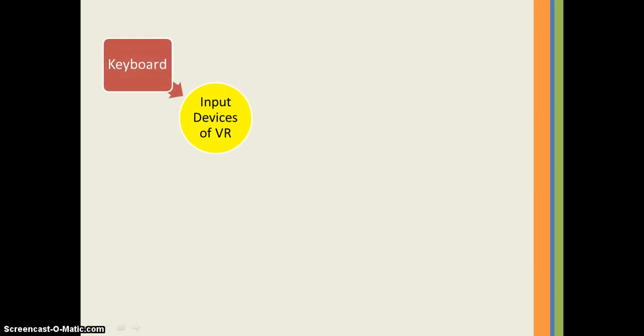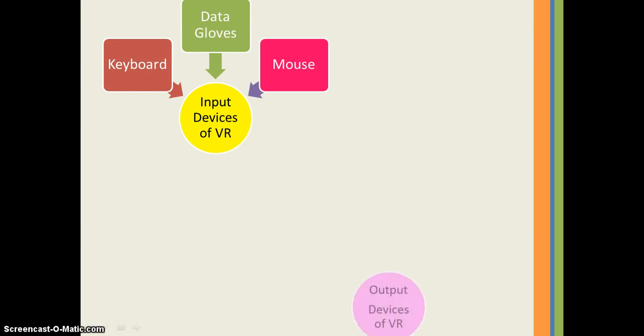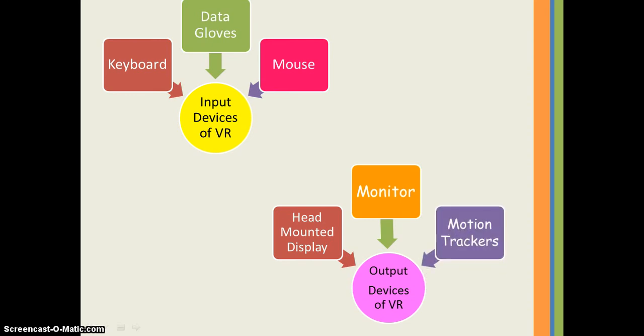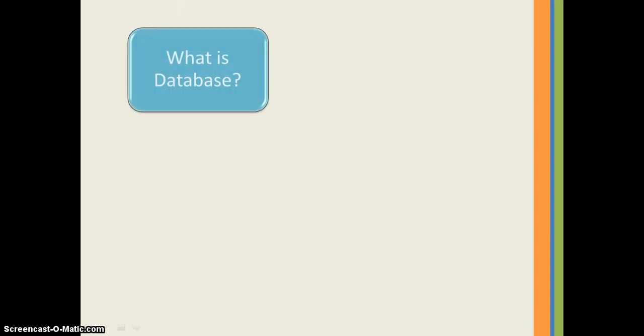What are the input devices used with virtual reality? You will recall that we mentioned keyboard, data gloves, and the mouse. Quickly, let's look at the output devices that can be used with virtual reality. The head-mounted display can be used. The monitor can be used. And of course, we can also use motion trackers. There are so many other output devices that can be used. I want you to recall some of the other output devices that we talked about last session.